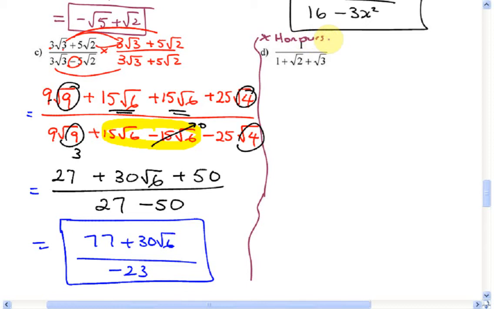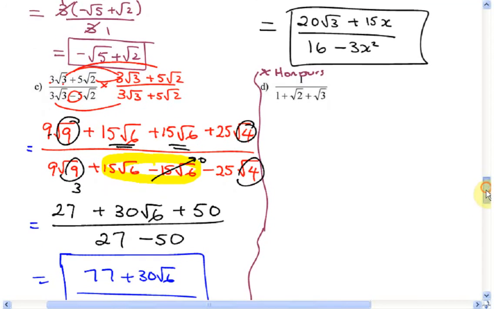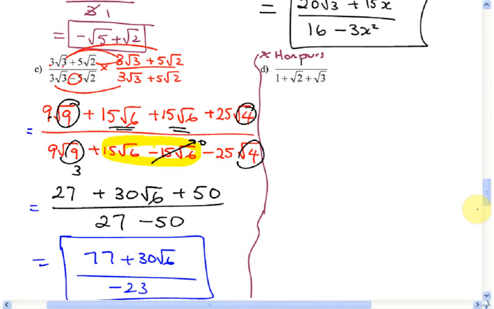Okay, now, ladies and gentlemen, we haven't dealt with 3 terms before, have we? We've only dealt with 2. So guess what I'd like you to do? Try to write this as 2 terms.